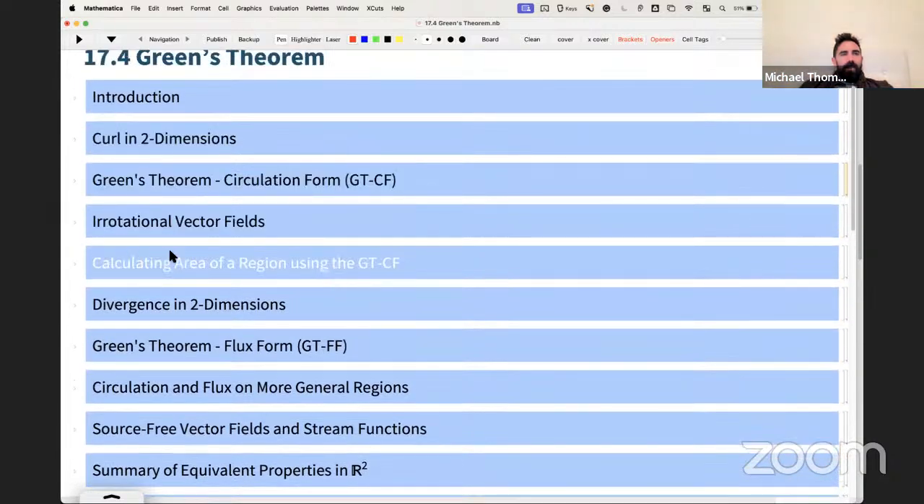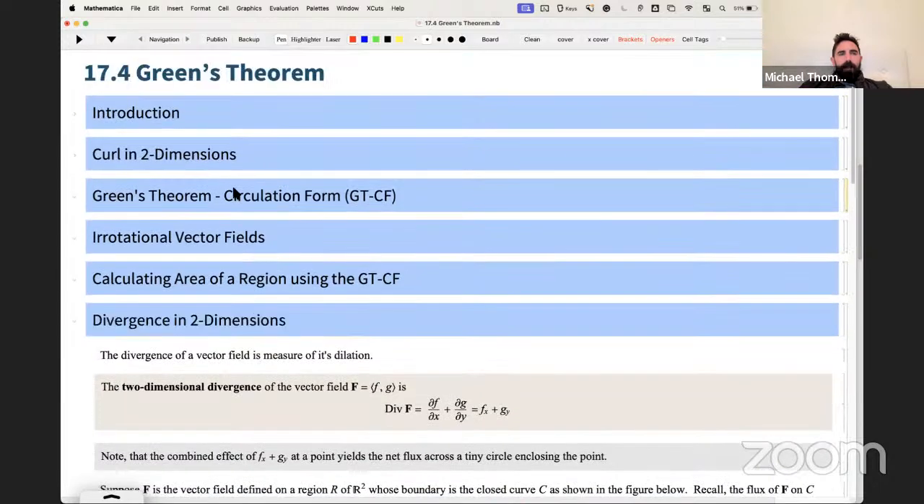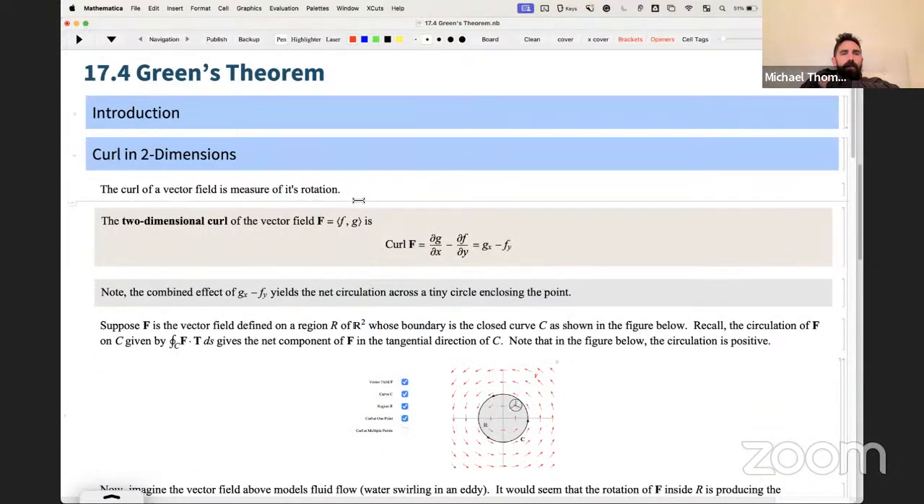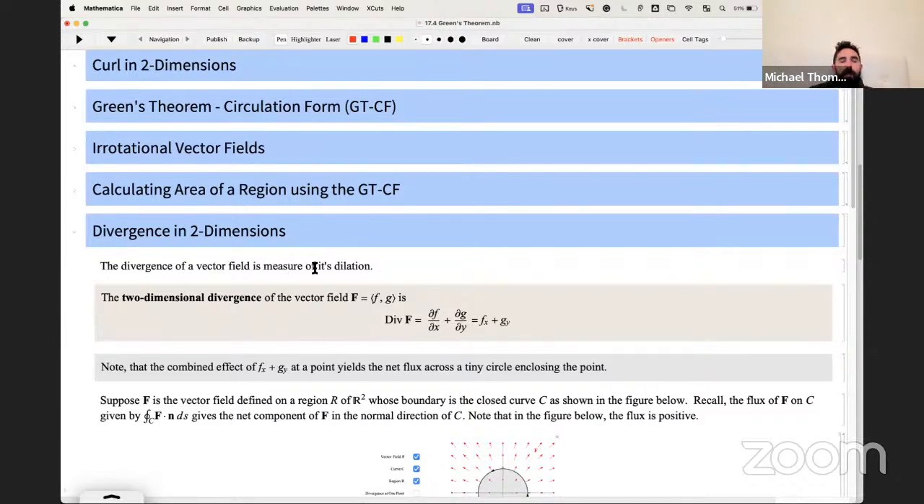Let's see, curl, calculating area. Okay, so now let's move on to divergence. All right, so if you got curl down, divergence is like the analog of that. So if you remember, curl measures rotation. Divergence measures dilation.